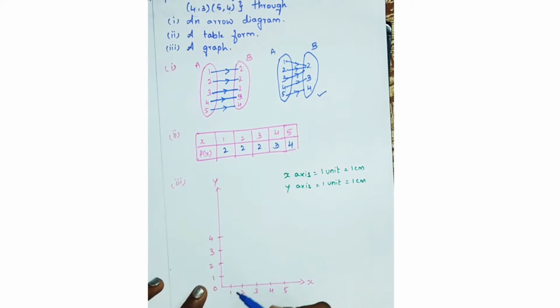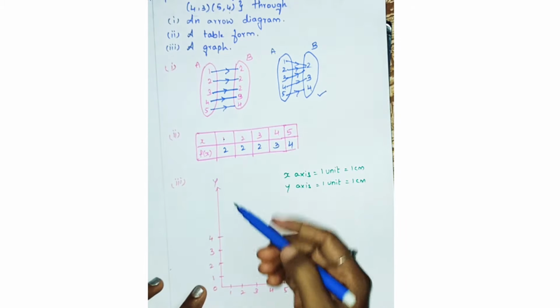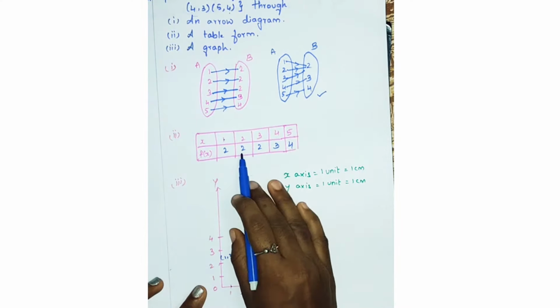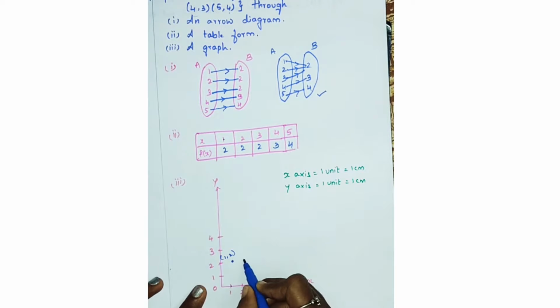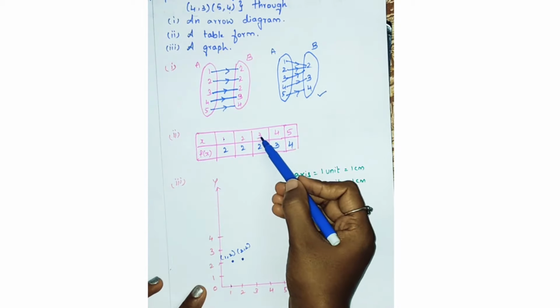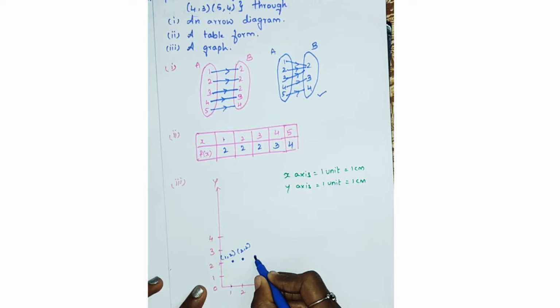Okay. So now we'll start drawing. So when x is 1, your f of x is 2. So when x is 1, your f of x is what? 2. So it is 1 comma 2. Now next, when your x is 2, your f of x is 2. When x is 2, your f of x is 2. 2 comma 2. Okay. So now when your x is 3, your f of x is 2. When x is 3, your f of x is 2. Which is 3 comma 2.